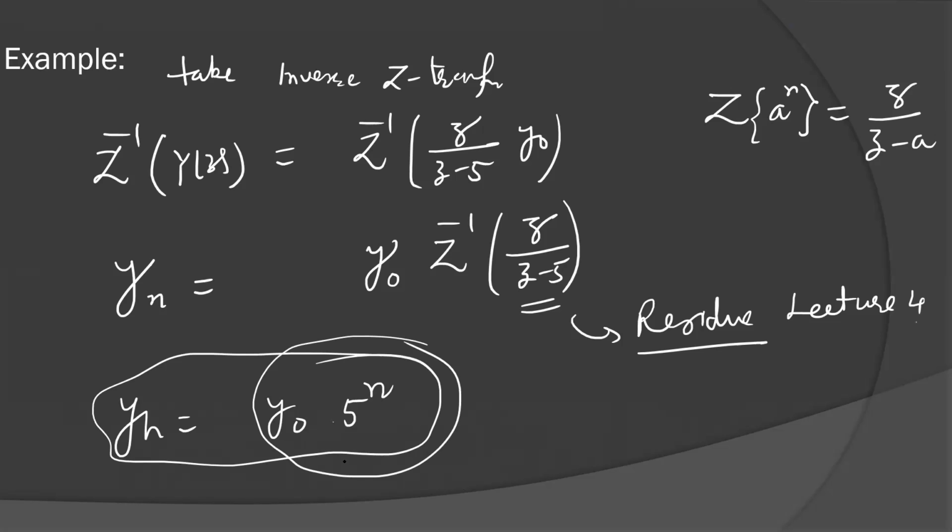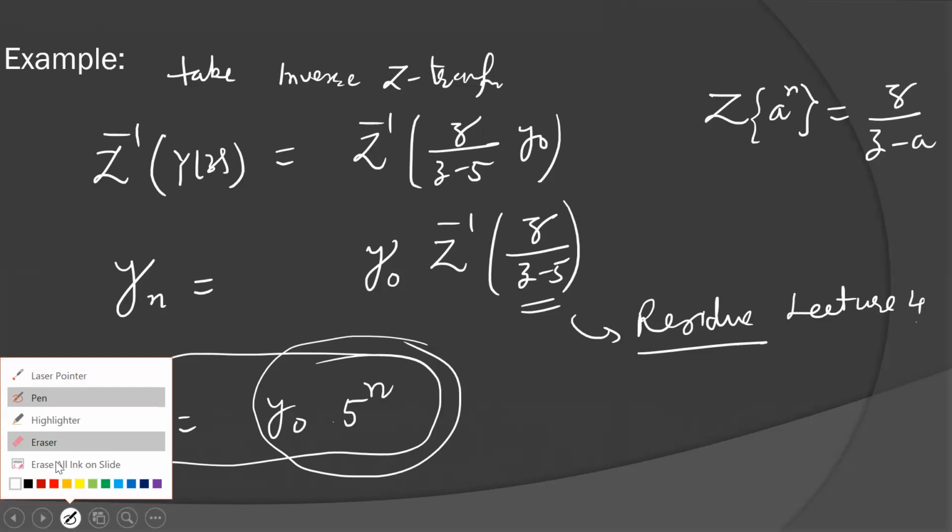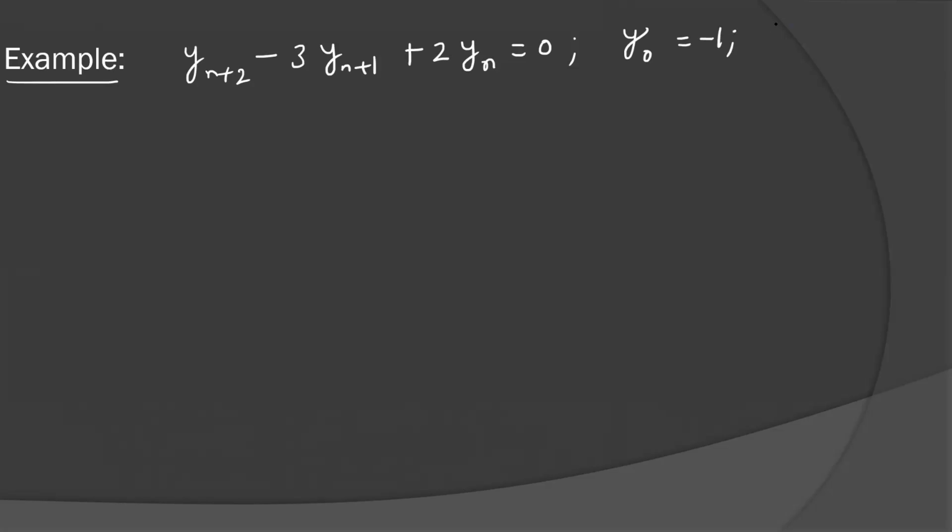Now I'm going to solve the next problem, which is very important for the final exam. So let's see the next problem. y n plus 2 minus 3 y n plus 1 plus 2 y n equal to 0. y0 is given as minus 1, I am giving constant values here, and y1 equal to 2.